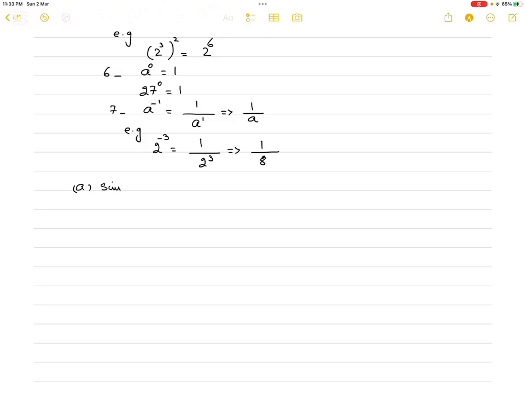Simplify (4a power 3 b) whole power 3. So everything inside the bracket has the power 3. So I will write it like this: 4 power 3 times a power already 3, the whole power is 3, so 3 into 3 is 9, into b power 3. So 4 power 3 is 64. 64 a power 9, b power 3 would be our answer.